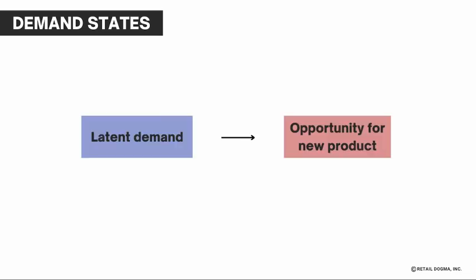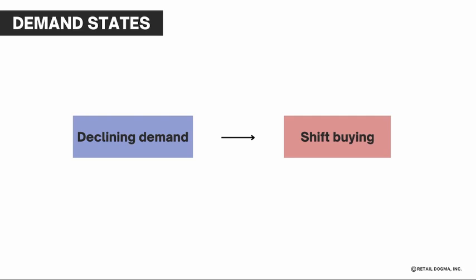For example, a buyer or category manager could identify areas relevant to the brand where there is latent demand. That is, there is a certain need, but this particular need has not been met by any existing products on the market. This is a great opportunity for new product development or for finding manufacturers that can create and supply such product. The other side is the declining demand.